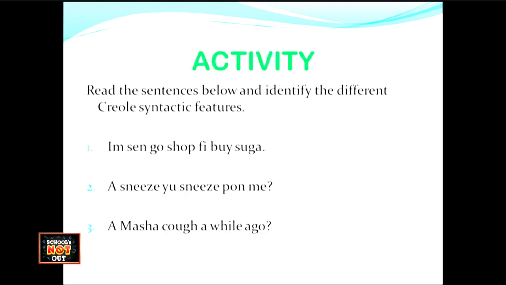Read the sentences below and identify the different Creole syntactic features. Number one, him sen go shop fi buy sugar. Number two, a sneeze you sneeze for me. Number three, a Marsha cough a while ago. Have you made note of your answers as yet?